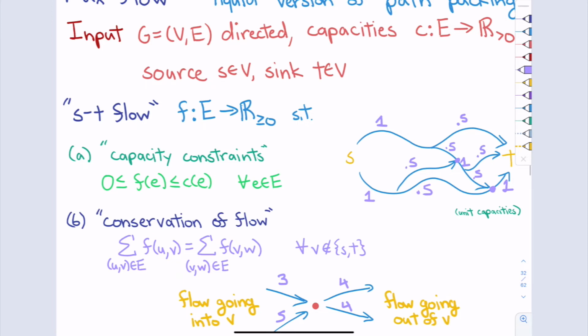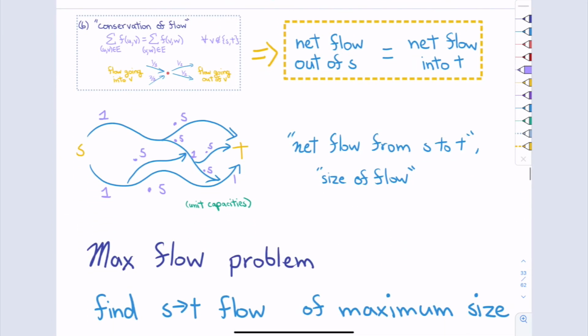So, as long as I'm obeying conservation of flow, all the flow that leaves S, that S puts into the system, can only leave the system at T. All the other vertices it just has to pass through. So the net flow going out of S is always the net flow going into T. Okay. So this common quantity, we'll refer to as the size of the flow.